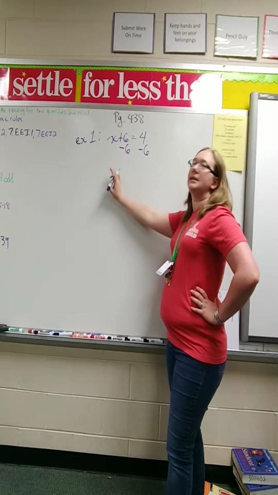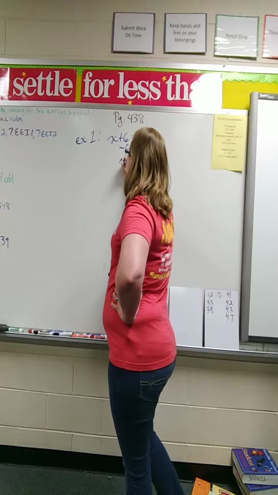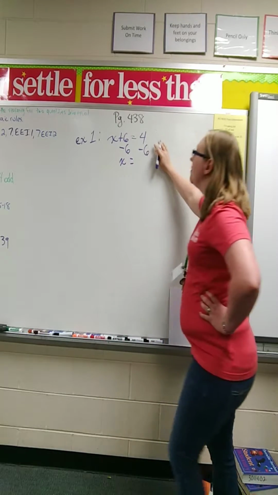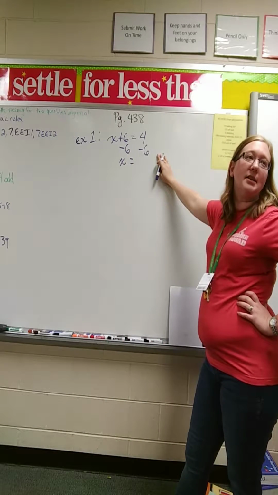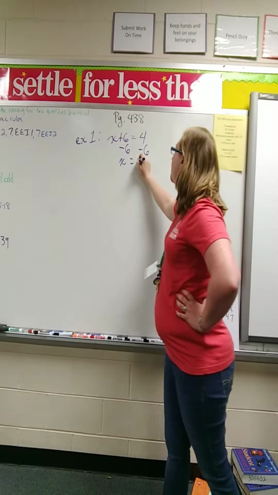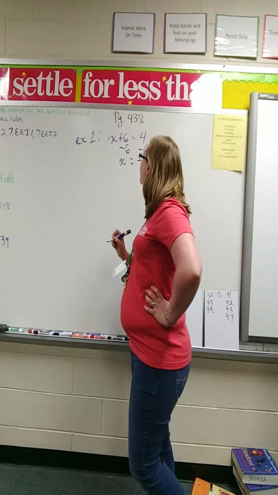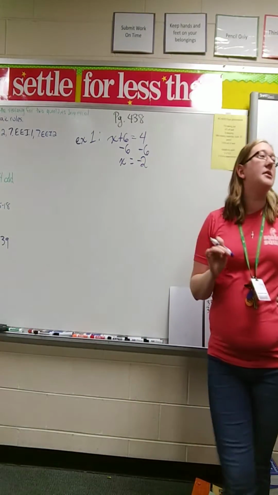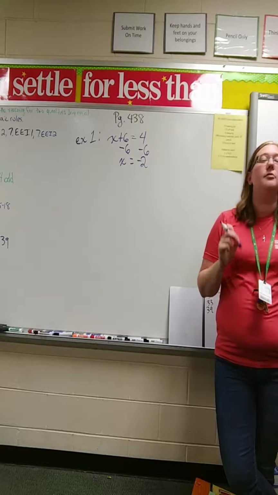6 minus 6 is 0, so I'm left with x. 4 minus 6, or 4 plus a negative 6, is negative 2. So that means that x, this time, is equal to negative 2.